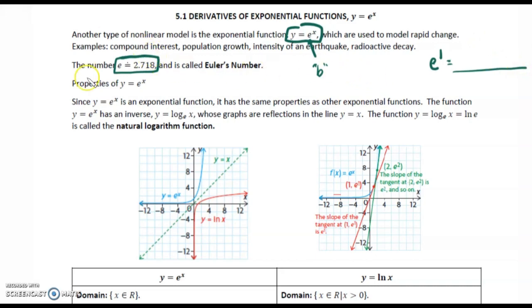When you think of e, think also of kind of like pi, where it's 3.14159, whatever it is. Okay, so same idea, it's just an e.